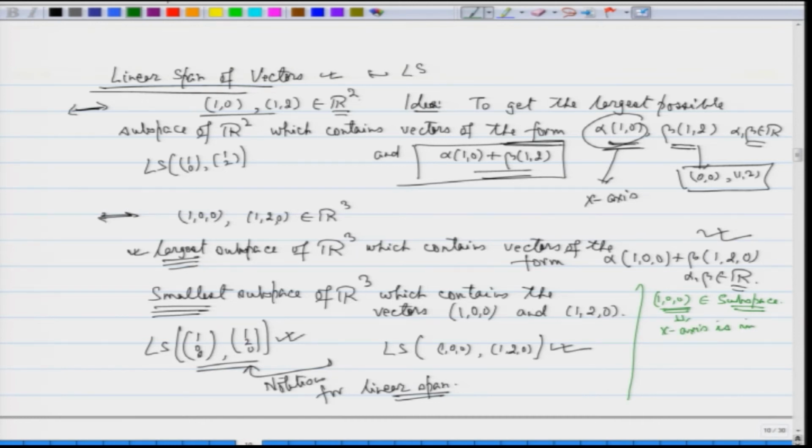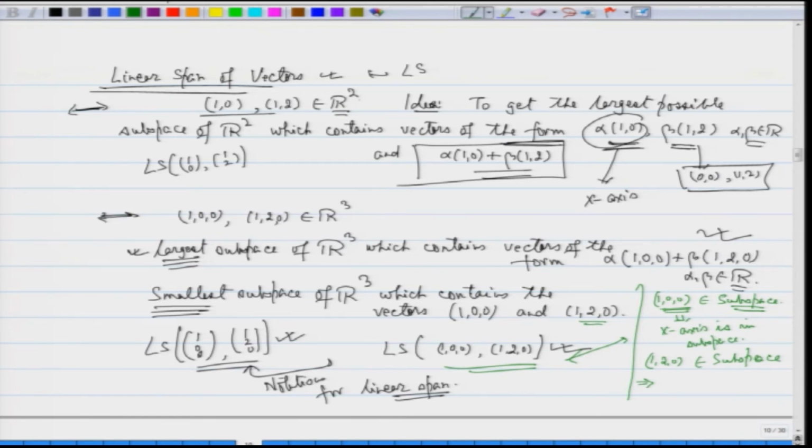is in the subspace. Whatever subspace I am looking at, since (1,0,0) is there, therefore the x axis has to be there in that. Fine. Similarly, (1,2,0) is there. Fine. Since (1,2,0) is there in the subspace, it means what? This implies that, and 0 is already there in that.